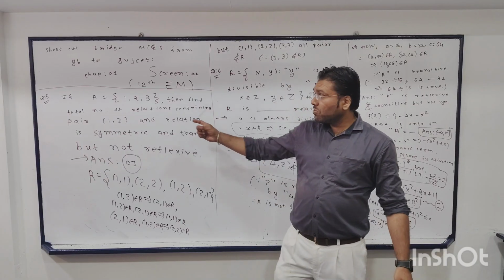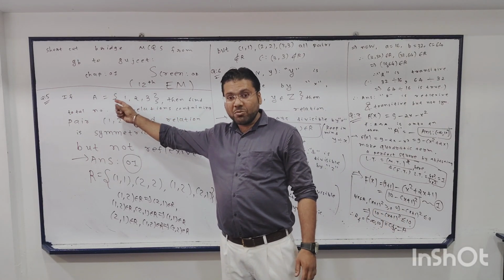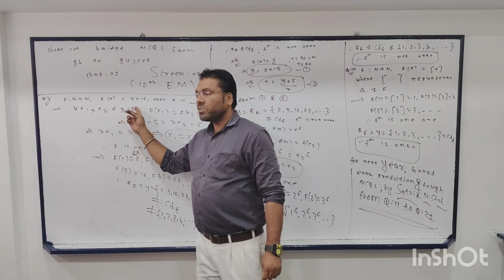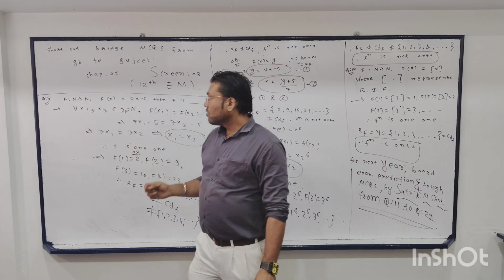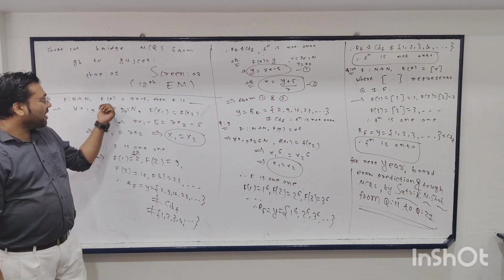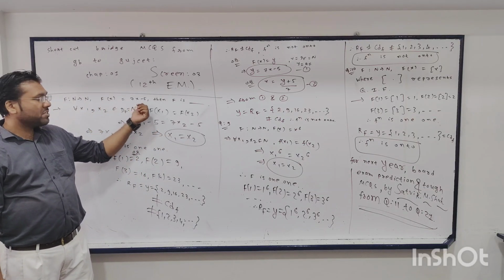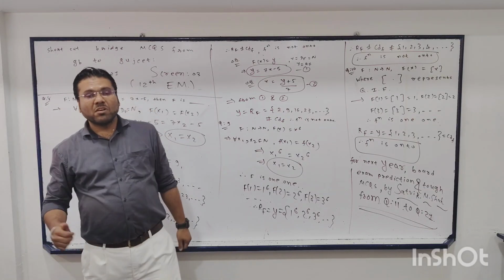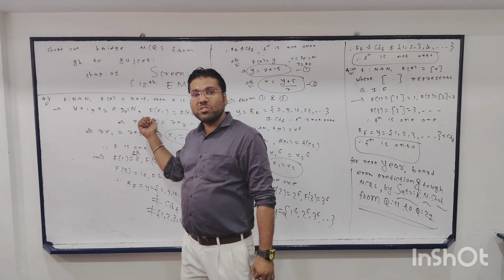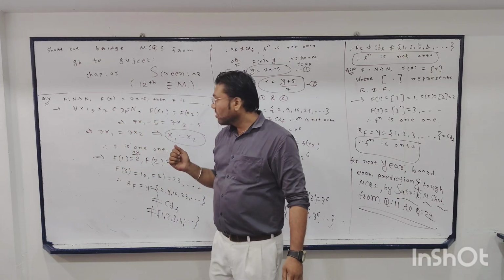Now we are moving toward question number 8. So see question number 8. So friends, question number 8. So we are moving toward question number 8. f from N to N, f(x) = 7x - 5. This question was asked in the June 2026 improvement exam.